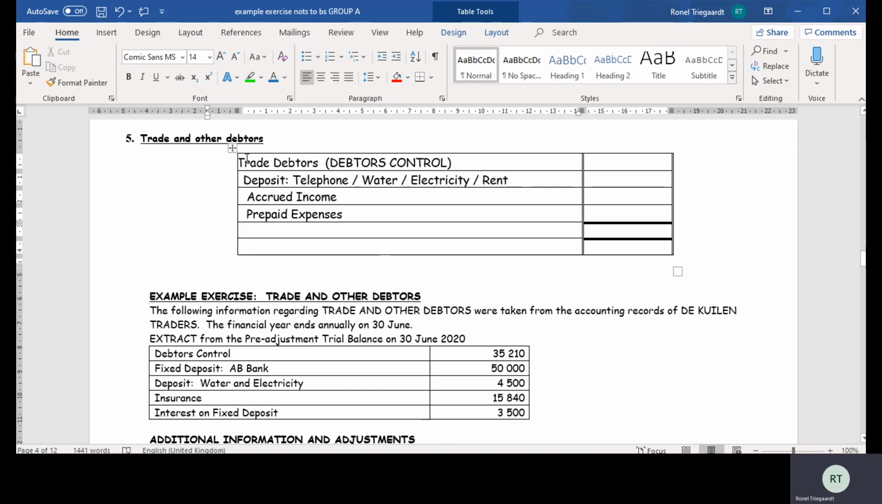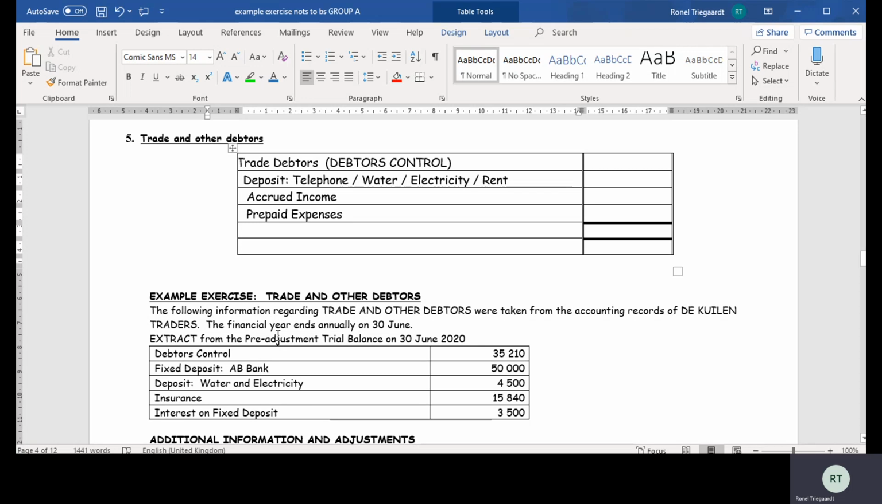So if I were you, I'd go and study this. I will make sure that I know that trade debtors, which is debtors control, deposit that we pay, accrued income, prepaid expenses, these are your trade and other debtors. Because next year we're going to add one, and in grade 12 we add another one. So if you know these four now, then you know for grade 12 you already know 2/3 of what you're supposed to know. Right? Are you fine with this?